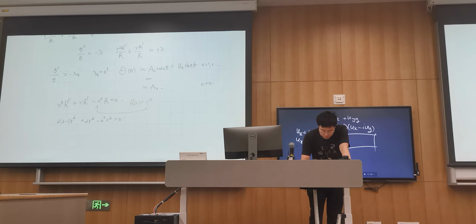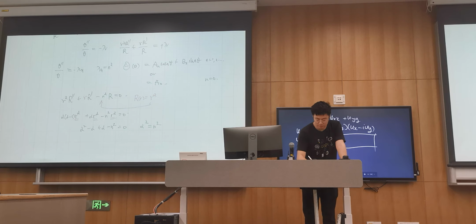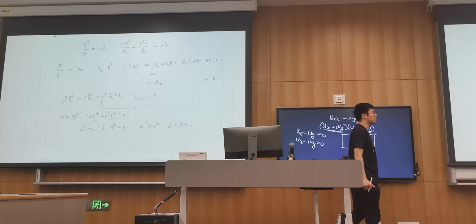So now you see I'm having r to the alpha times, r to the alpha times, r to the alpha times, so we're actually having alpha squared minus alpha plus alpha and minus n squared equals 0. So it's basically alpha squared equals n squared. So it tells me that alpha equals plus minus n.